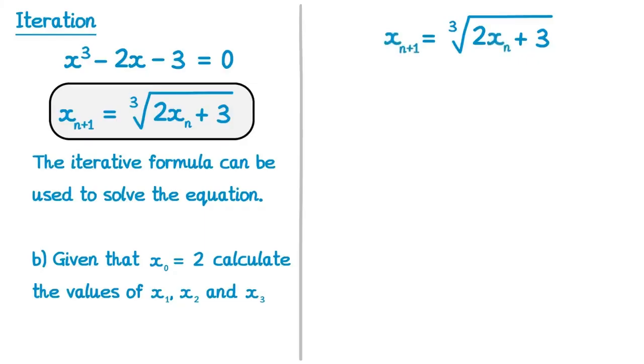In the question, we were told that x0 equals 2. This is known as our initial term. We need to calculate the next 3 terms. So we need to calculate x1 first.